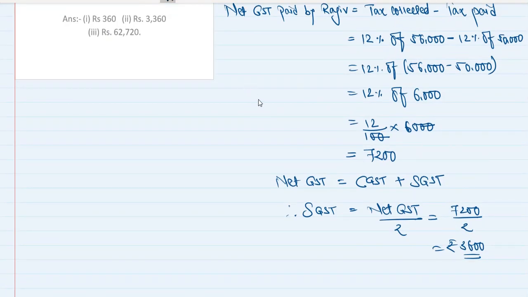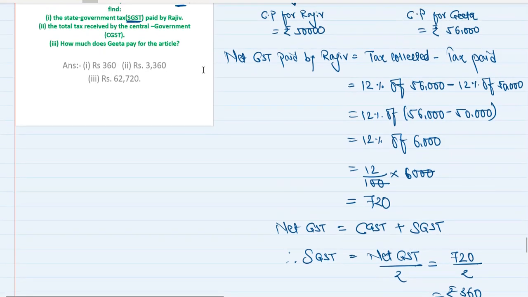Is it 7,200 or 720? No, sorry. I'm sorry, it is 720. Again, I'm making a mistake. So this is 720, and this will also be 720, and this will be 360. Let me correct that. 720 and 360. Okay, so SGST paid by Rajiv is 360 rupees.